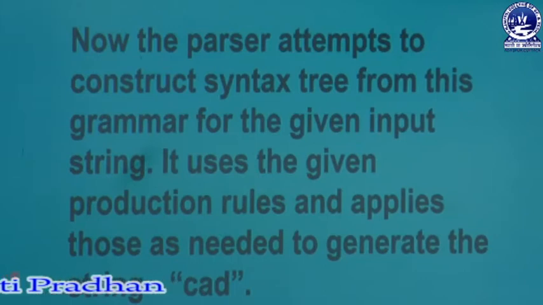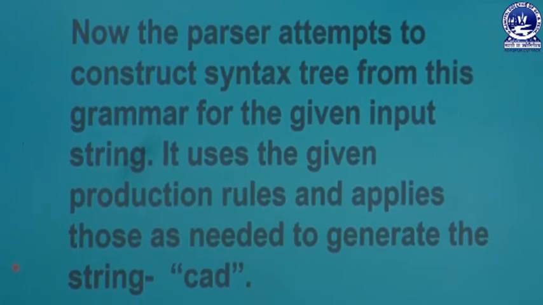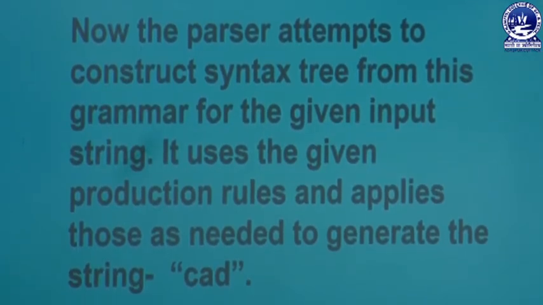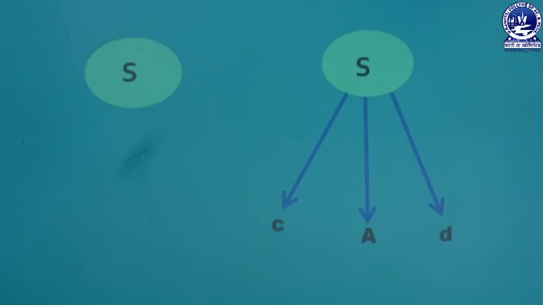At the first step, what will we do? Now, the parser attempts to construct the syntax tree from this grammar for the given input string, and the string is CAD. By using the production rules one by one, the parser tries to generate the parse tree for CAD. Then in the first step, we will start from the start symbol. Always the start symbol is S, it is the first step, and in the second phase we will derive S by using CAD.